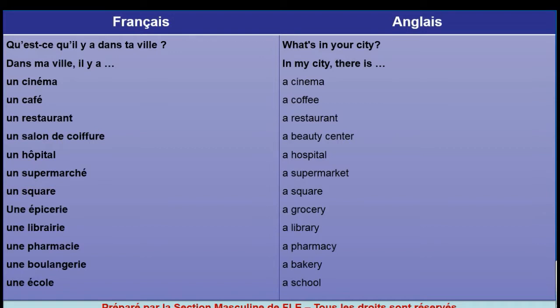Un square, in English square, so square in French. Une épicerie, a grocery, like what you call a small market here. So now I have three kinds of market: épicerie, supermarché, and the biggest one, hypermarché. But marché only means market, in French to buy fruits and vegetables.